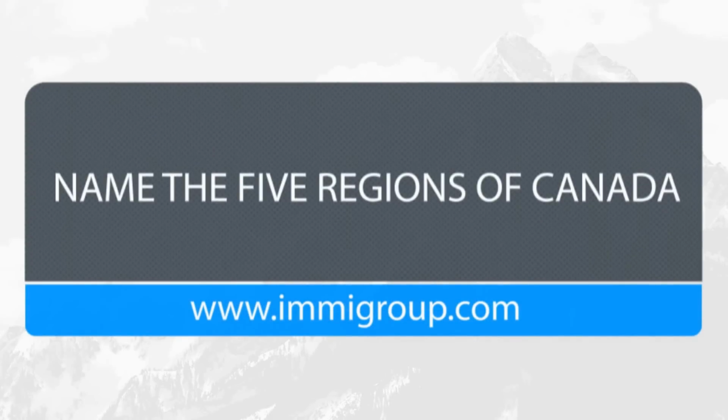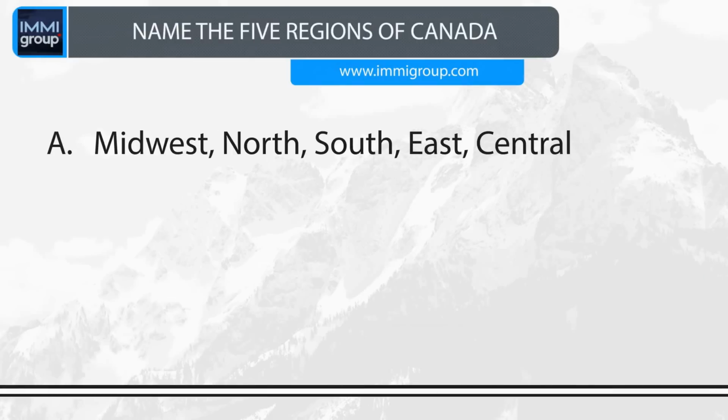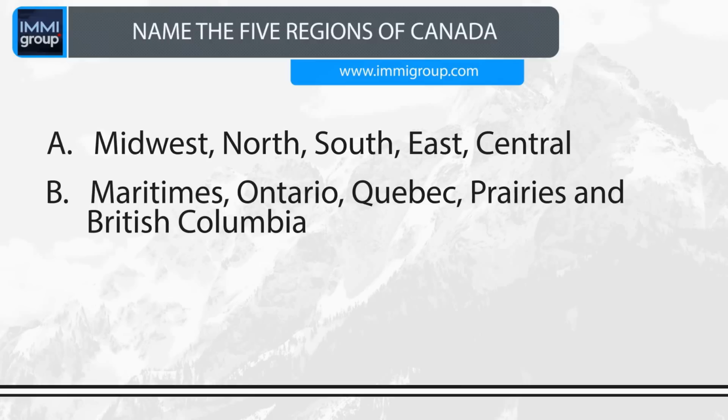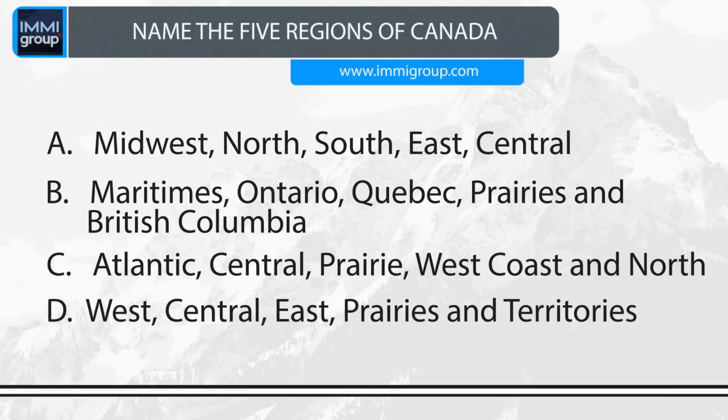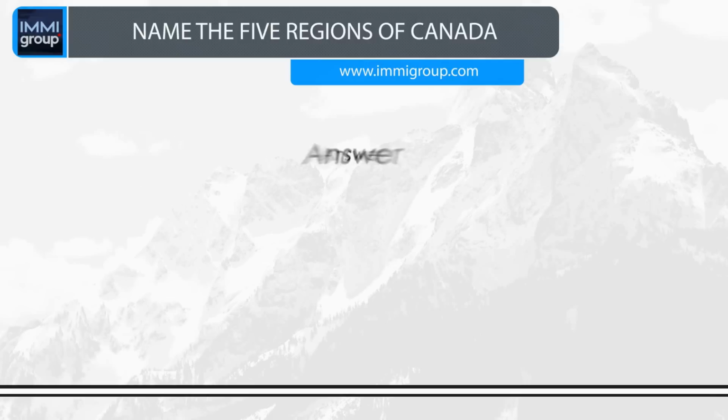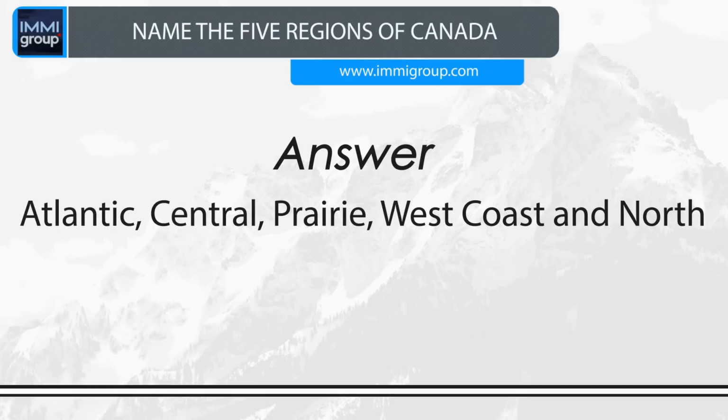Name the 5 regions of Canada. A. Midwest, North, South, East, Central. B. Maritimes, Ontario, Quebec, Prairies, and British Columbia. C. Atlantic, Central, Prairie, West Coast, and North. D. West, Central, East, Prairies, and Territories. Answer: Atlantic, Central, Prairie, West Coast, and North.